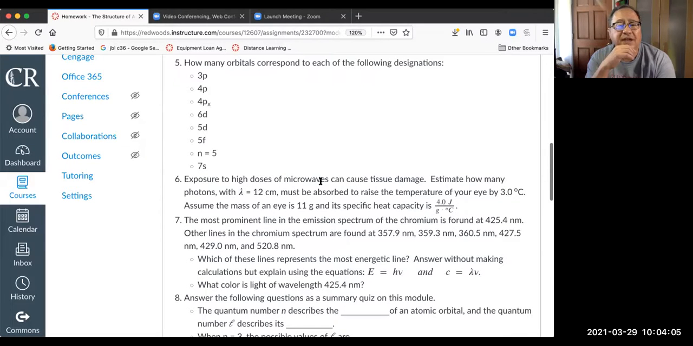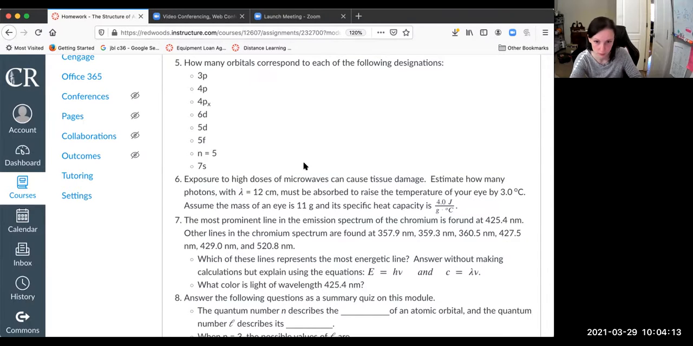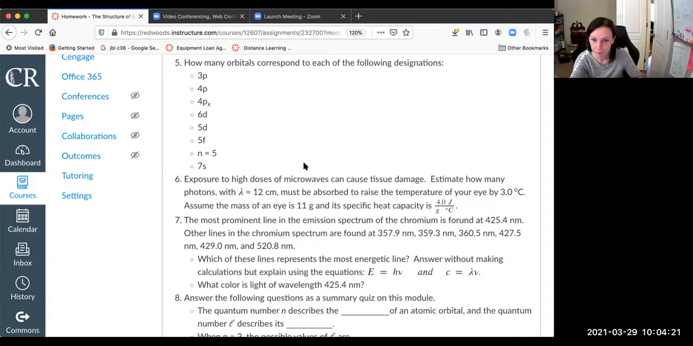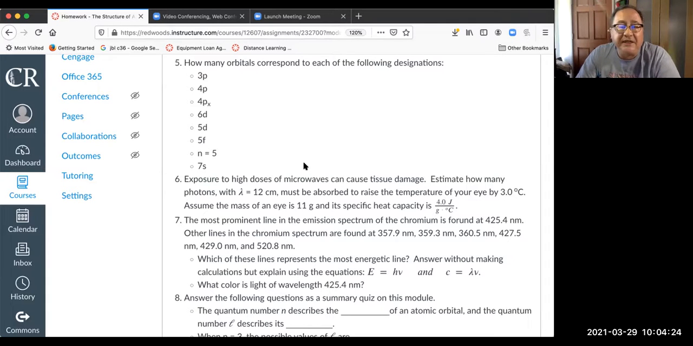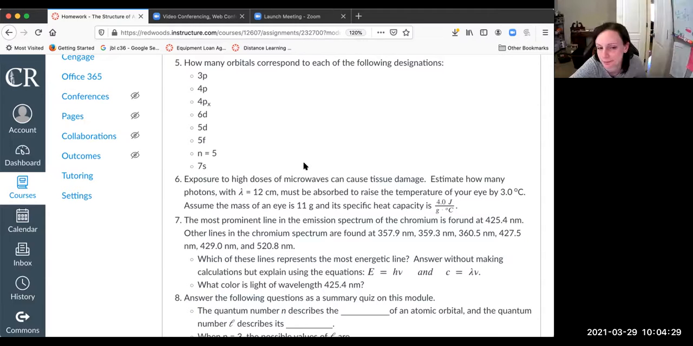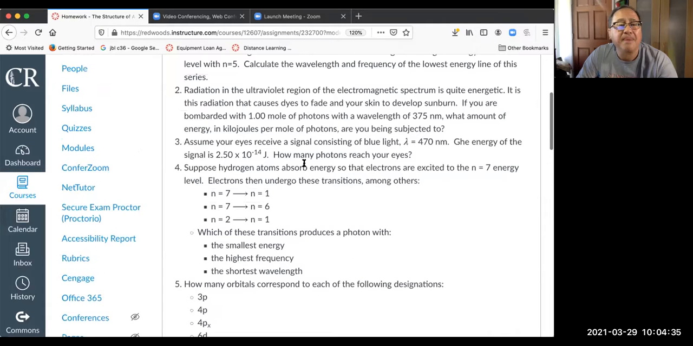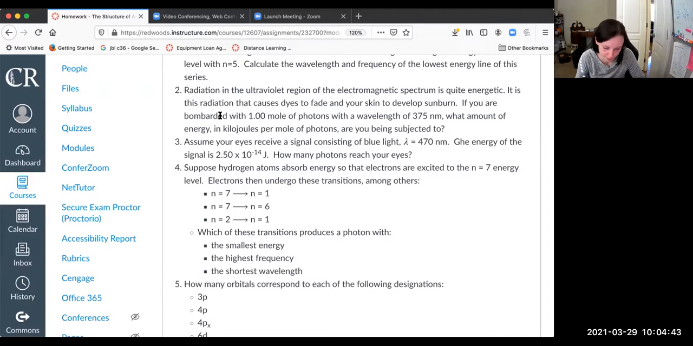So for that one, you're supposed to calculate the energy of one microwave photon, and then calculate the energy that the eye absorbs. And do you remember that idea of the energy of one times the number of photons is equal to the energy total? Kind of. We talked about that with problem number 2. Okay. It's the same thing.